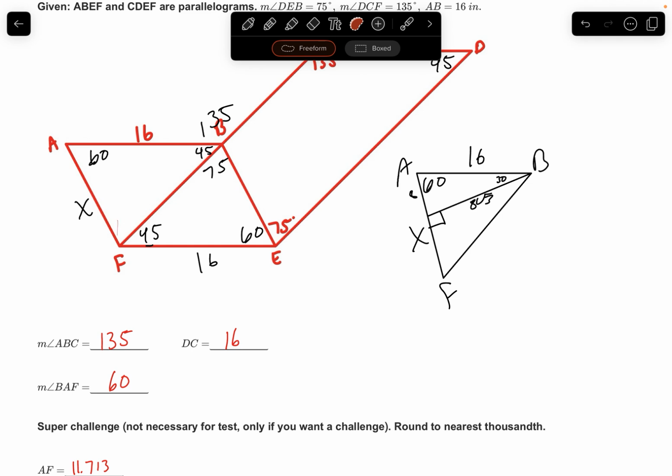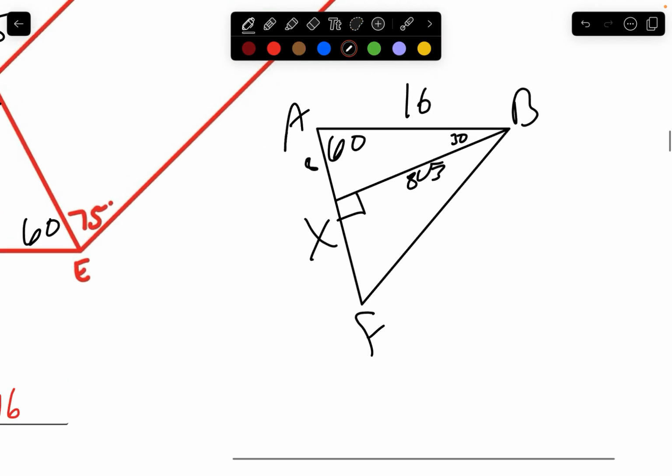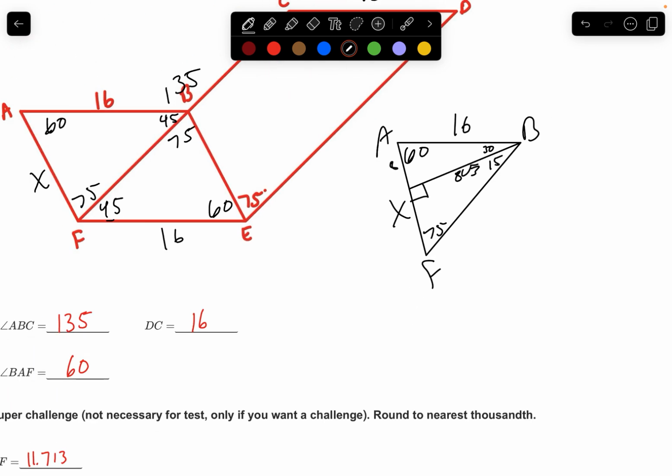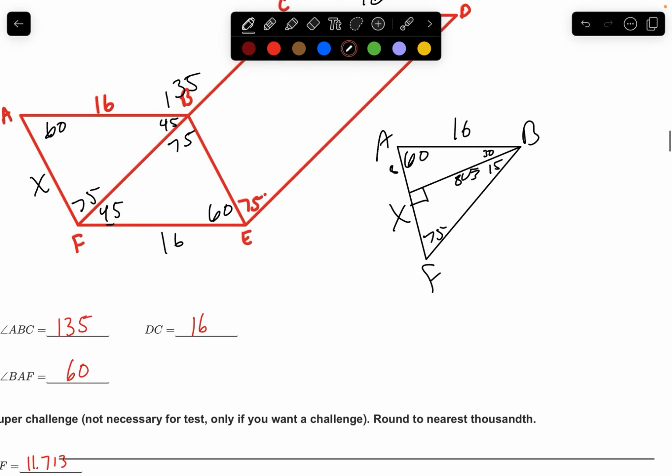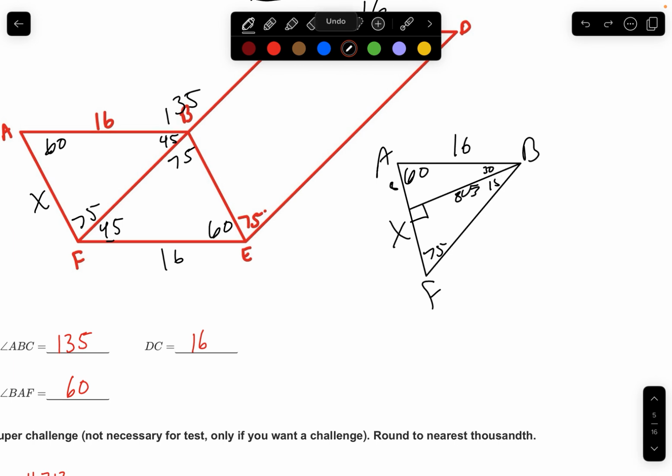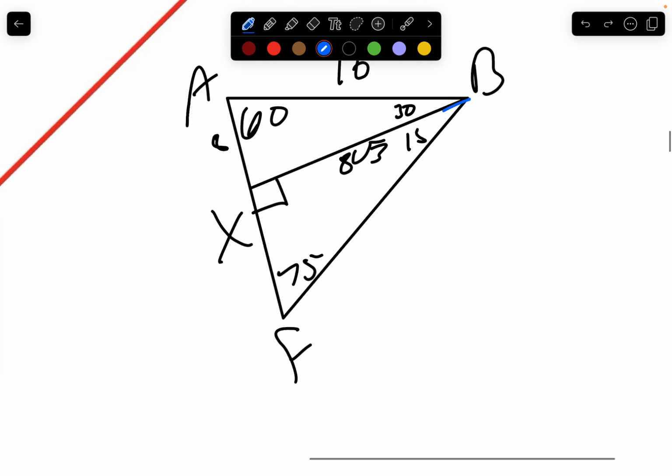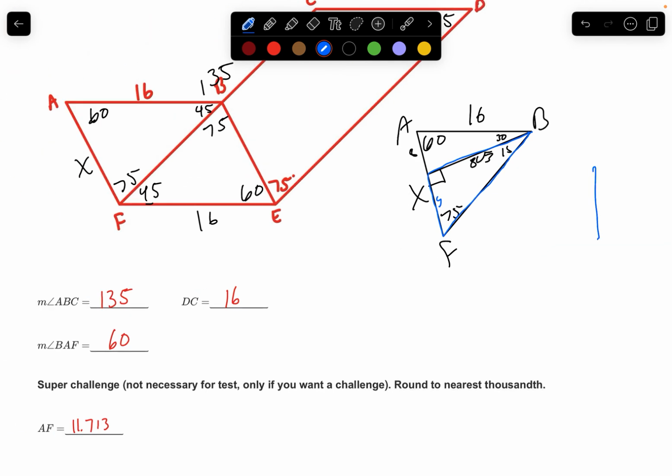I need to know how big this corner is. What is that? So this would be 75. So this corner is 75, leaving me with 15. What can we do? If I focus on this blue triangle, I need this part. I'm going to call it Y. So I'm going to draw just the blue triangle. So a triangle within a triangle within a triangle. Yikes. Yeah, this is hard.